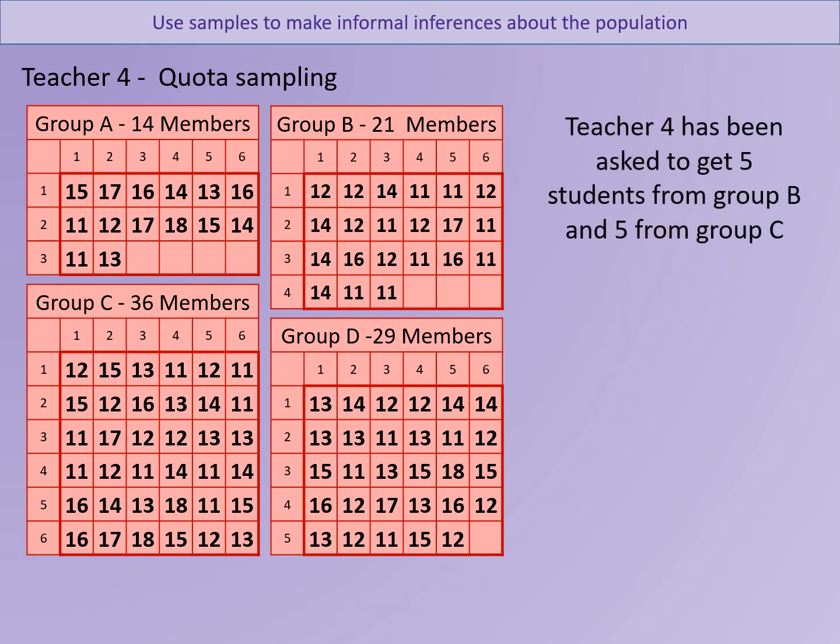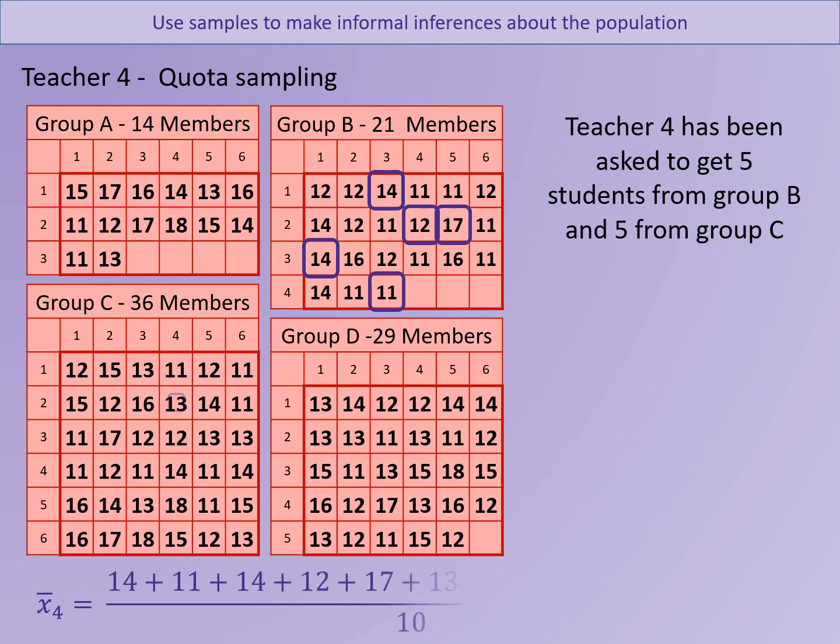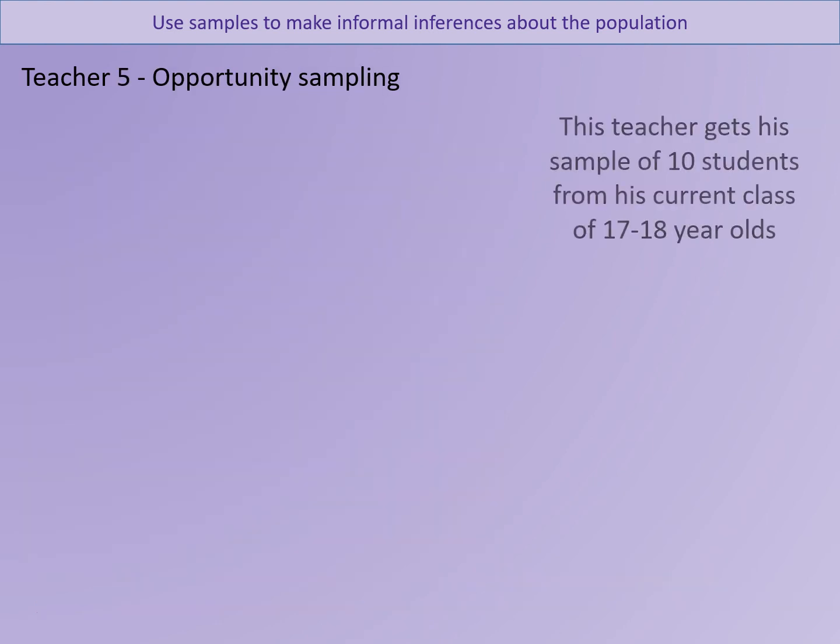Teacher 4 is our quota sampling method. So they've been asked to get 5 students from group B and 5 from group C. So here are the 5 that I'm choosing from group B. Here are the 5 that I'm choosing from group C. And when I work out the average age of those 10 students, I get 13.3.